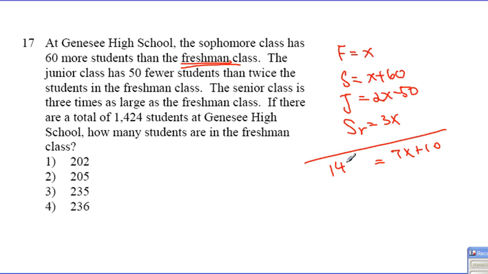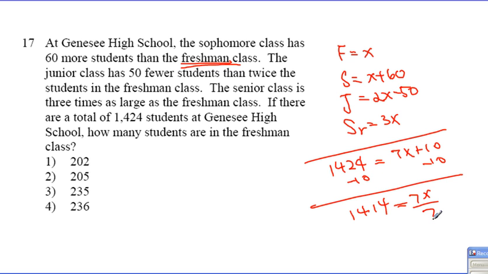Can they be equal to 1424? So when you subtract 10, you get 7x is equal to 14. So when you divide by 7, x will be equal to 202. Therefore, that becomes our answer.